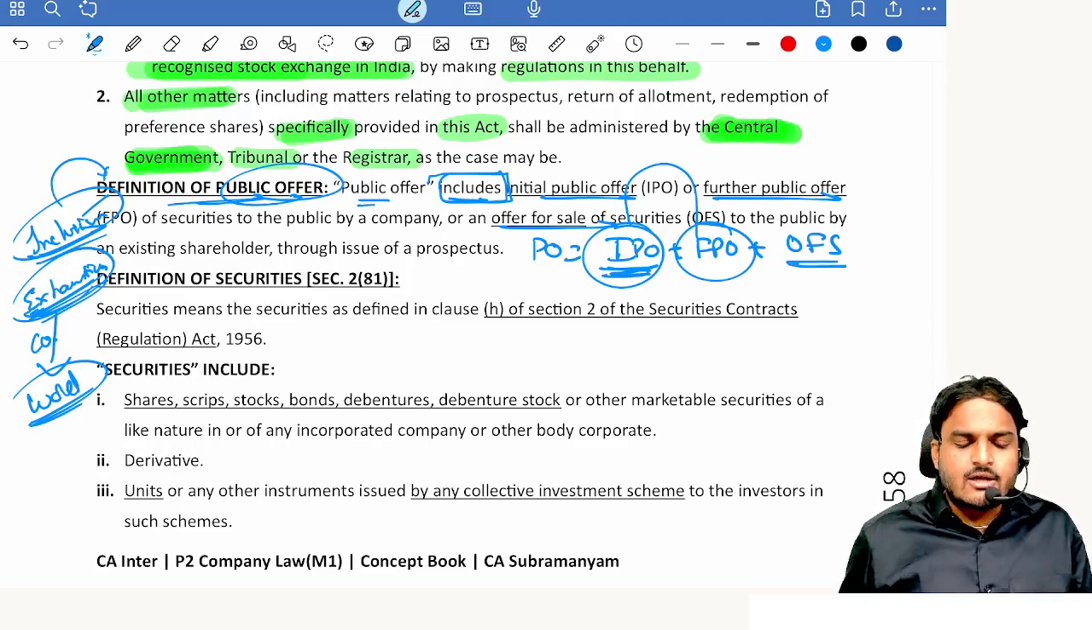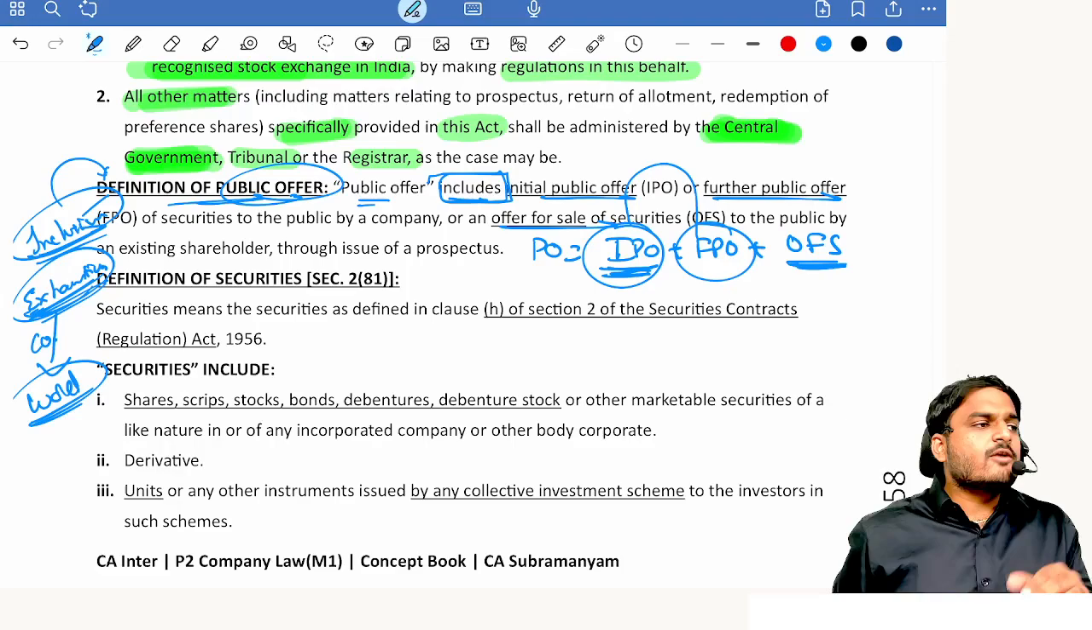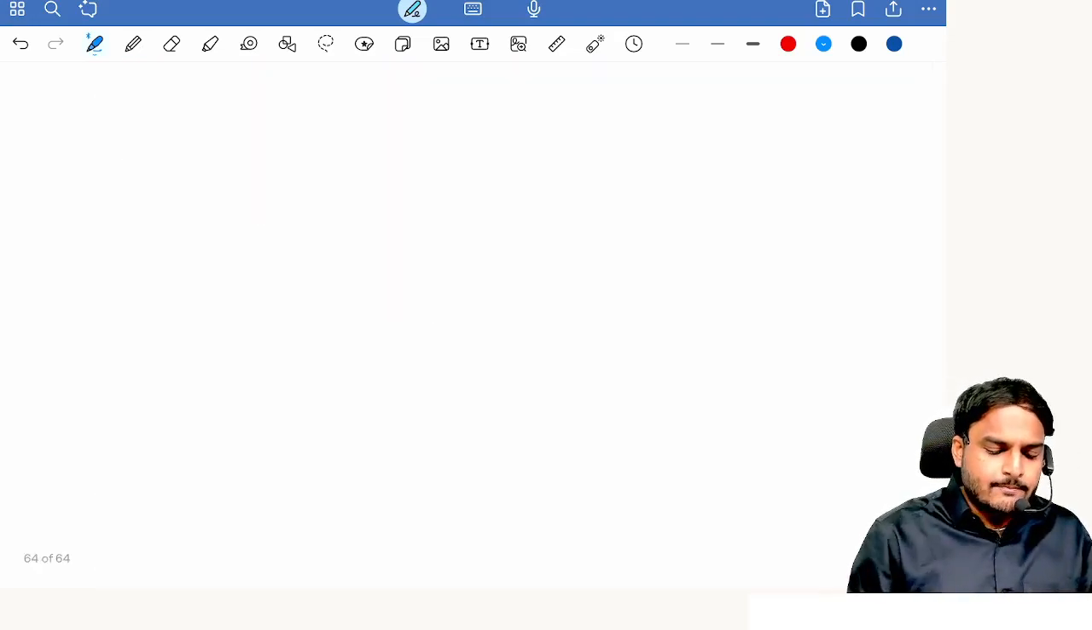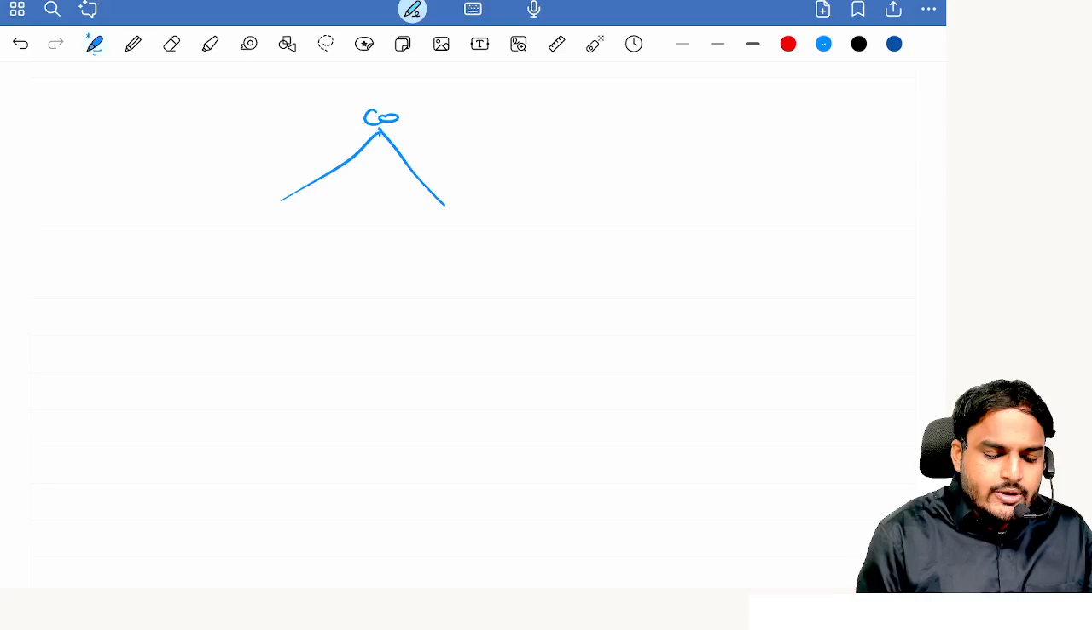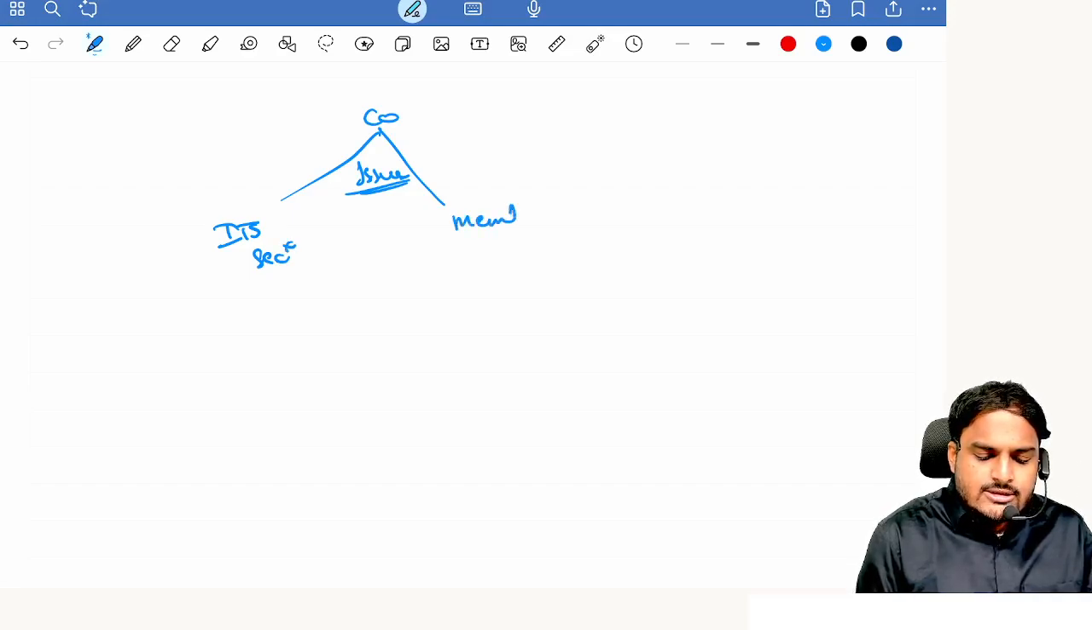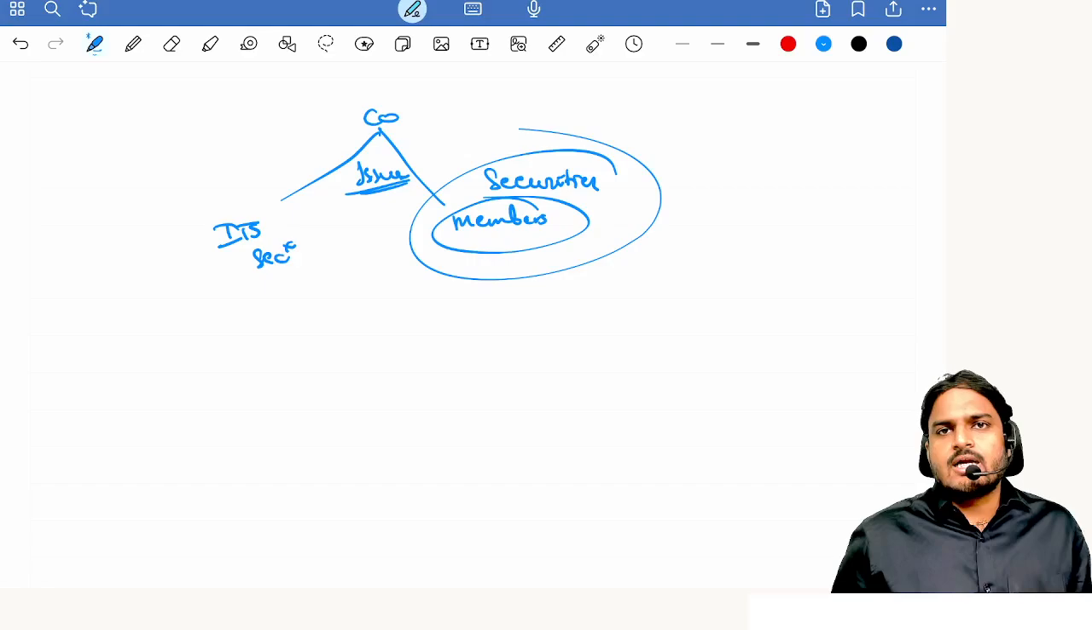And offer for sale of securities. See, this offer for sale of securities is not a fresh issue of securities. The company can issue its securities, or the company can offer securities already subscribed by members. Securities already subscribed by members. I'll tell you one small example.